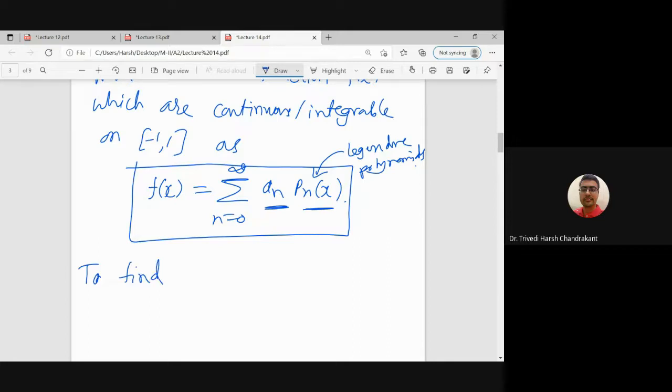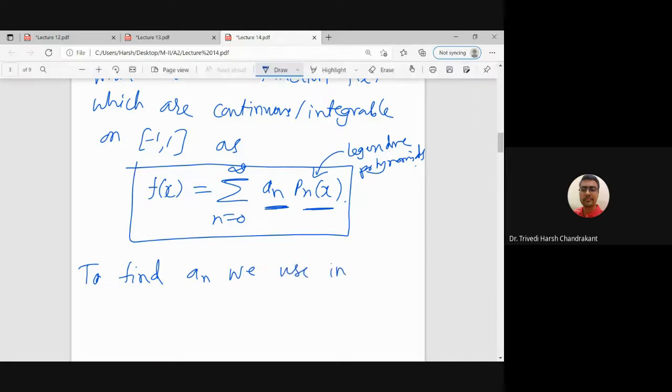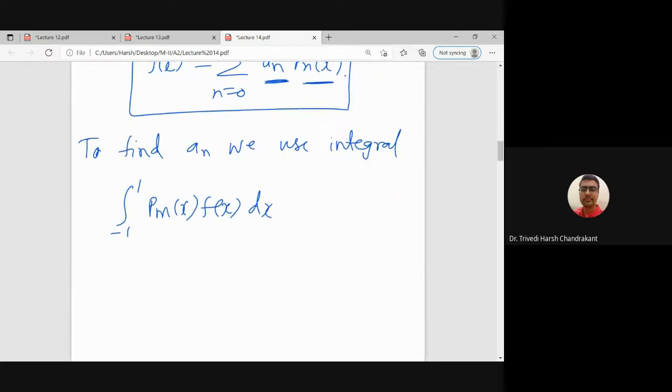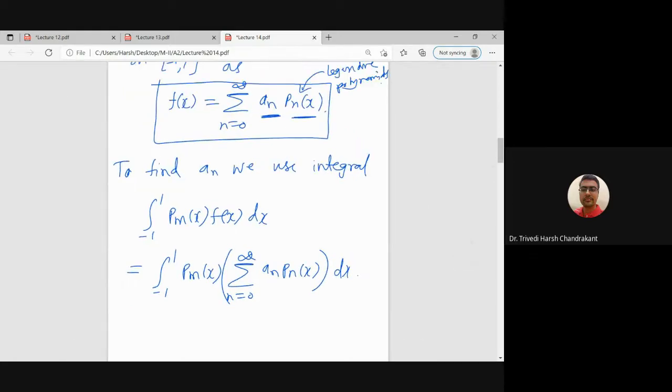So to find An, we use the integral. Let us take the integral from minus 1 to 1 of Pm(x) f(x) dx. If our f(x) has this expansion, then what shall we get? We shall get f(x) equals the summation from n equals 0 to infinity of An Pn(x). Right, thus we are substituting this expression in place of the f(x) function.